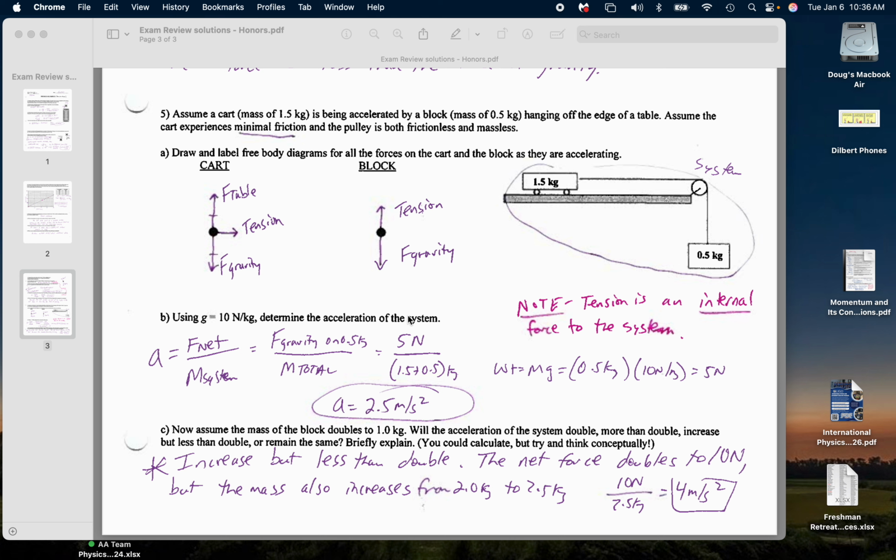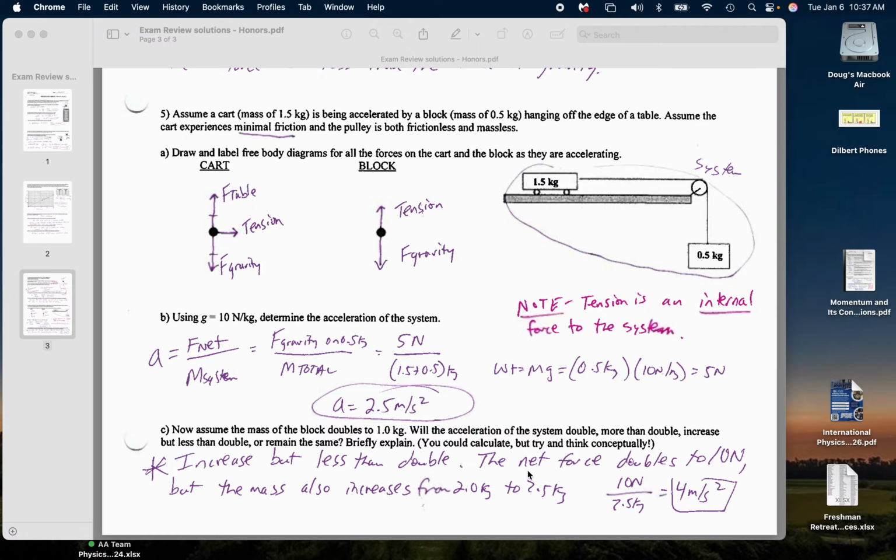While the net force will double, so we're looking at this equation here, the net force is going to go from 5 newtons to 10 newtons if this becomes 1 kilogram. The mass of the system also increases, and it increases from 2 kilograms to 2.5 kilograms. So instead of 10 newtons over 2 kilograms, which would give me double the acceleration, it's 10 newtons over 2.5 kilograms, which means my acceleration is now 4 meters per second squared.